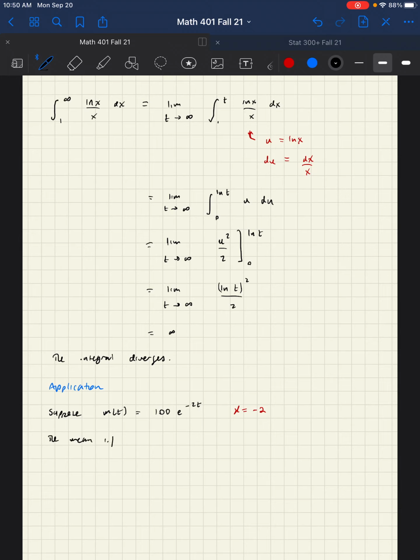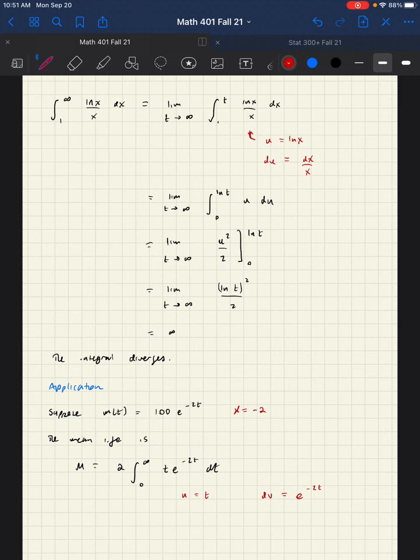Okay. Then, for this model, the mean life of an atom is given by m being 2 times the integral from 0 to infinity of t e to the negative 2t dt. All right, so now it's our task to find this integral. It's an improper integral, and we need to use integration by parts here. So we're going to let u be t, dv will be e to the negative 2t.